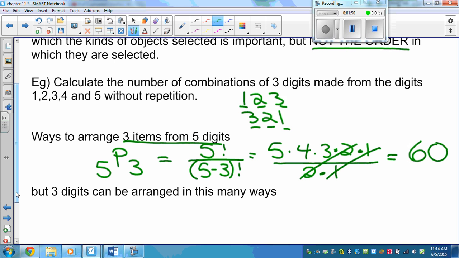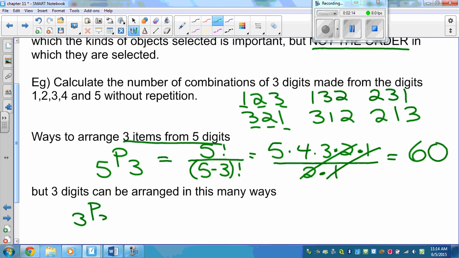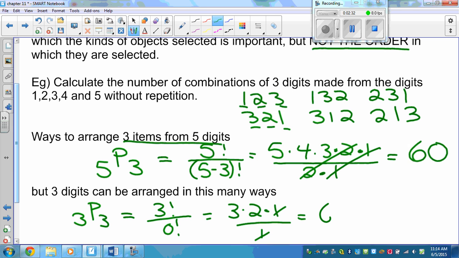So how many ways can we arrange 3 digits? We could do this, we could do that. I could go 2, 3, 1, 2, 1, 3. I'm going to guess 6. How many ways can we do 3 digits? So 3P3. Here I get 3 factorial over 0 factorial. We said that 0 factorial is just 1. So I have 3 times 2 times 1 over 1, and I get 6.